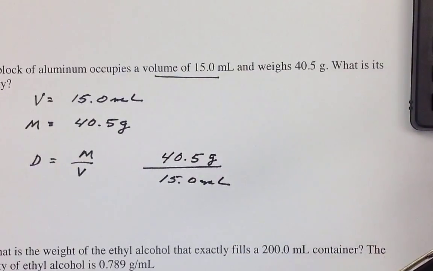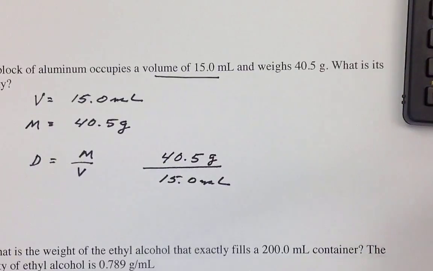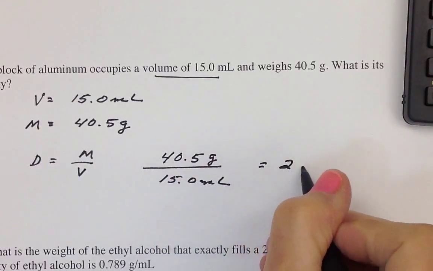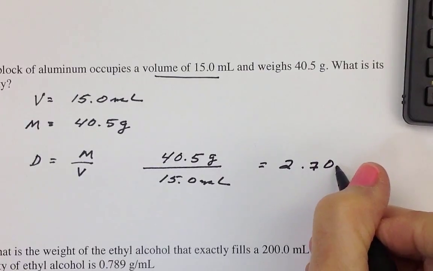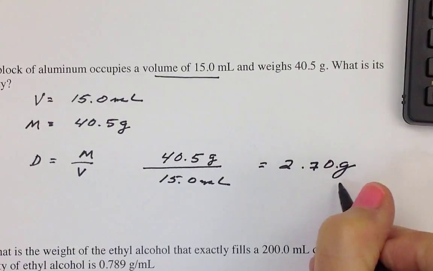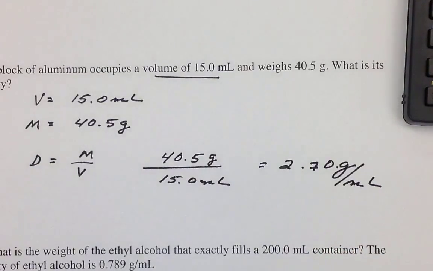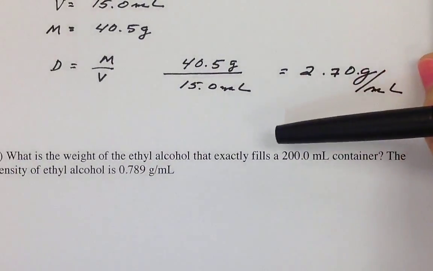40.5 divided by 15.0 is equal to 2.70 grams per milliliter. And those are the units that we have. All right, let's try the next problem.